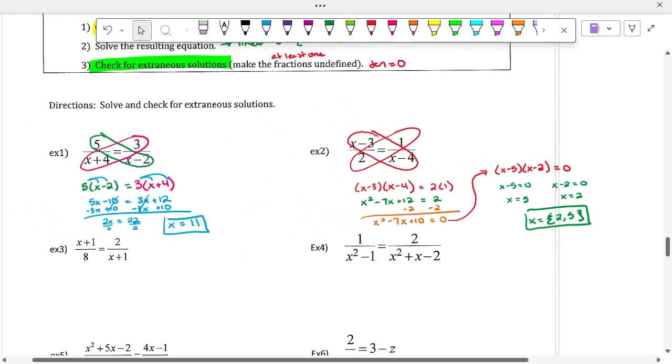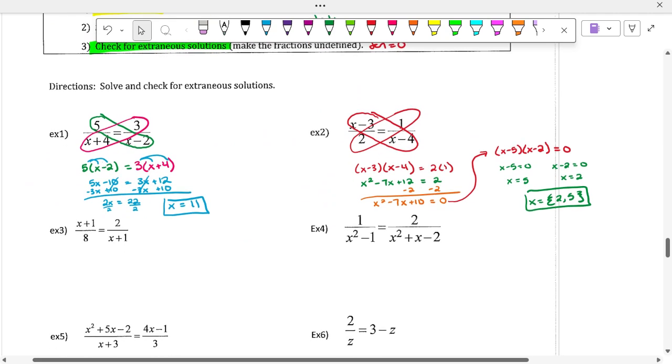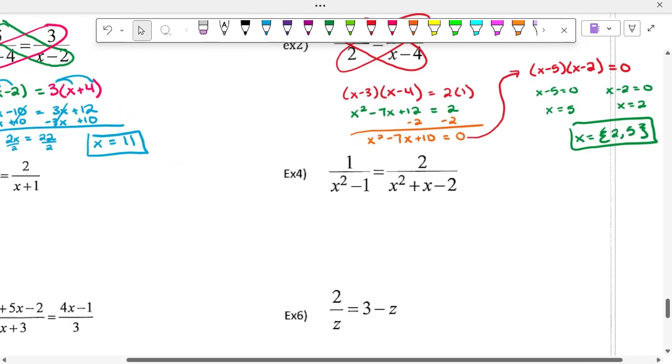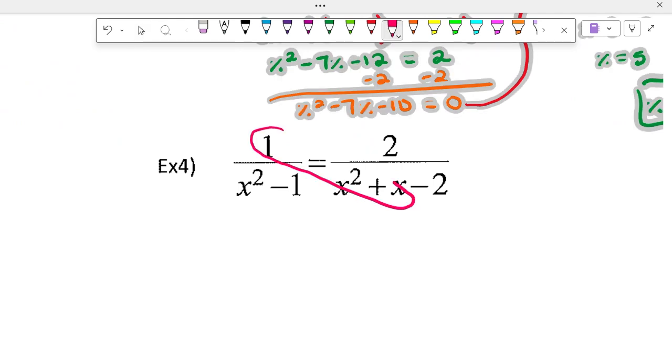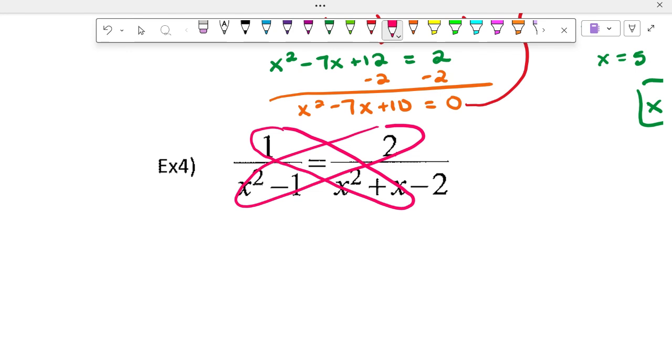All right. Example 3 looks like example 2, so do I need to go over that one? No. All right, so let's go over example 4. A little bit more to it, still same process. So I'm going to start by cross multiplying. So I have 1 times x squared plus x minus 2, and it's equal to 2 times x squared minus 1.